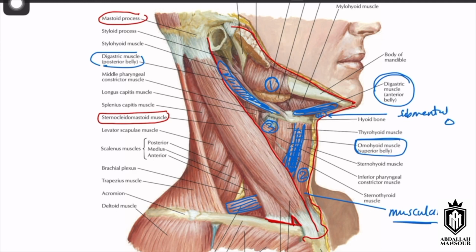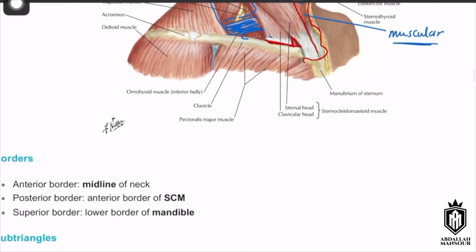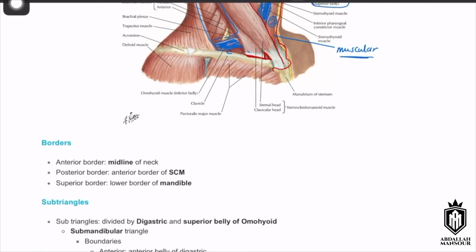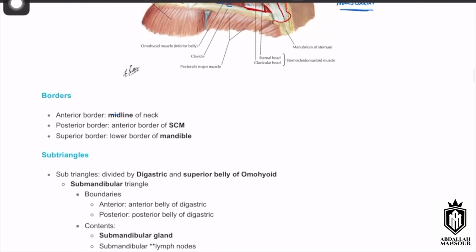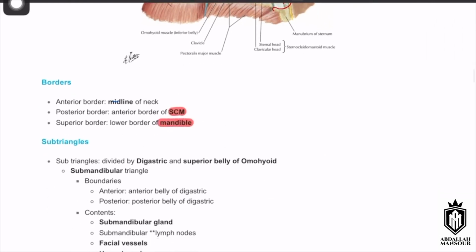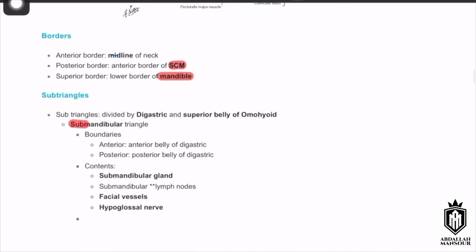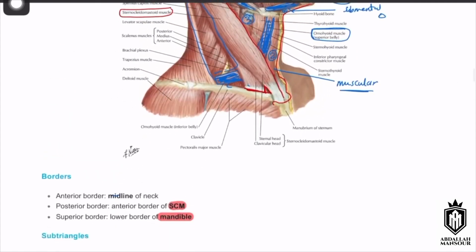Also, if you look at the posterior triangle, you can see that this is the inferior belly of the omohyoid muscle dividing it into two triangles: this is the occipital triangle, just above it, and below it is the clavicular triangle. All right, so starting with the borders of the anterior triangle, like we said, midline anteriorly, sternocleidomastoid posteriorly, and the mandible superiorly. The subtriangles, we mentioned the submandibular triangle, and we can name the boundaries for the submandibular triangle.